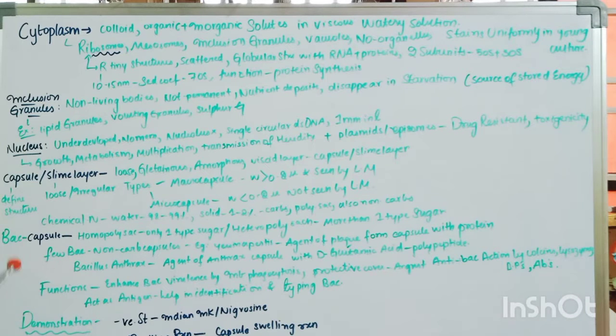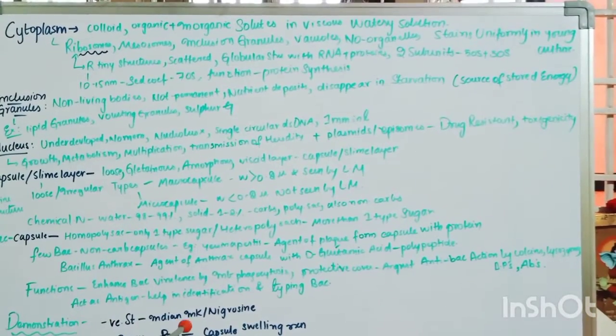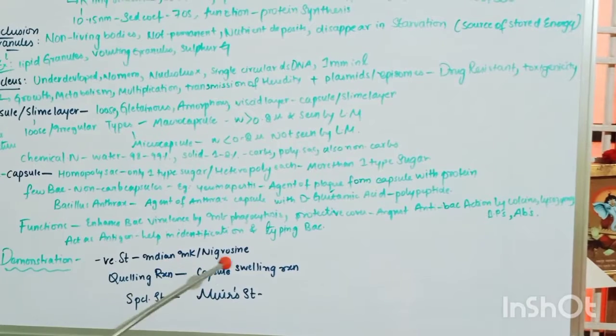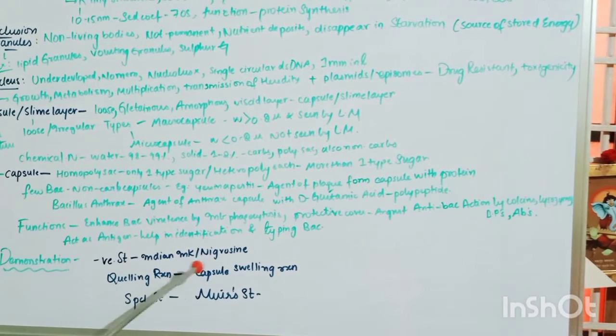We can demonstrate the capsule or slime layer by negative staining, the Quellung reaction, and special staining. Negative staining is by Indian ink or nigrosin. The Quellung reaction is the capsule swelling reaction, and special staining is by Leifson's staining.